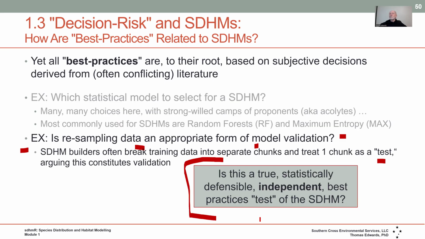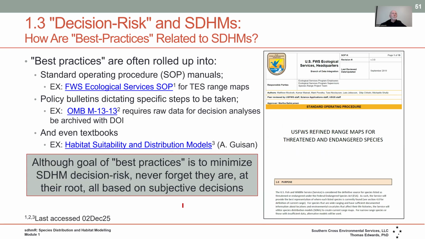However, from a strict statistical point of view, this is not, repeat, not an independent field test. So you can make a strong argument over whether an internal validation component like this, of the same data, constitutes an appropriate form. We'll talk more about this.